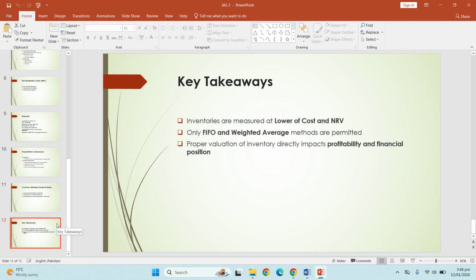Let's summarize the key points. Inventories are measured at the lower of cost and NRV. Only FIFO and weighted average methods are allowed. Proper inventory valuation directly impacts profit and financial position.